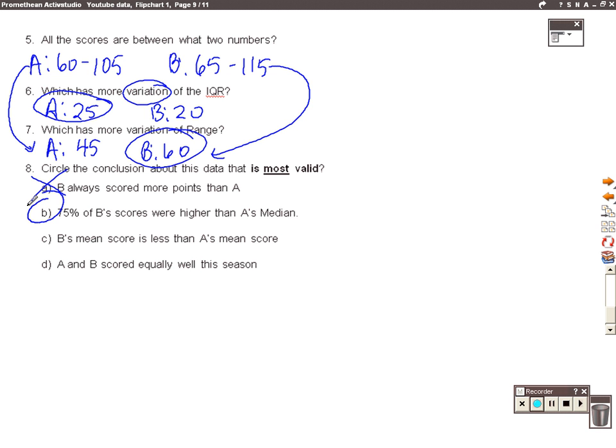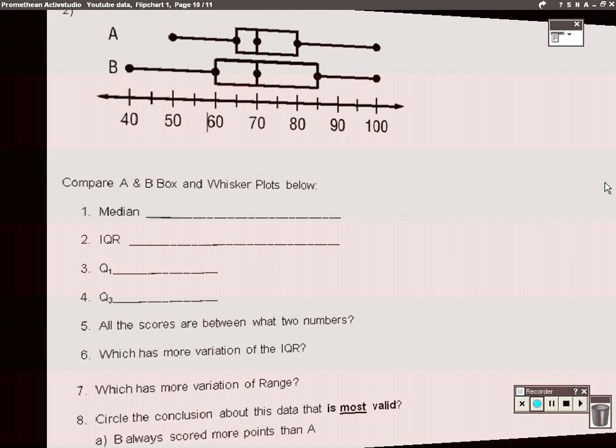Also, you can't find the mean or the average from a box and whisker plot. And of course, we can see from the graph that A and B did not score equally well. And let's do one more of these.